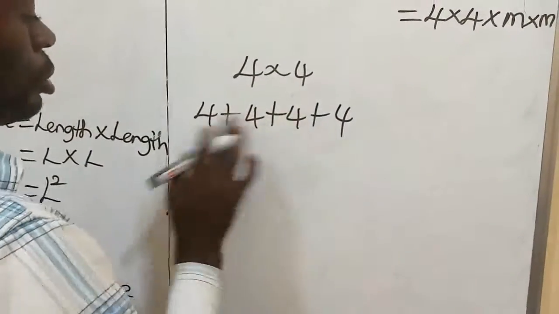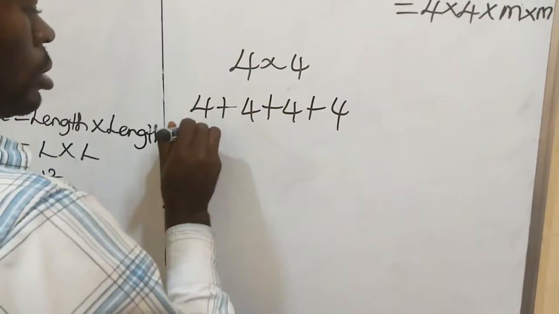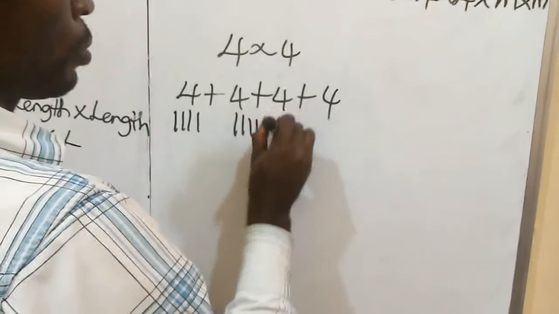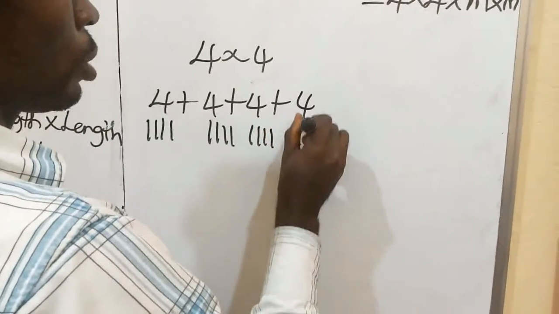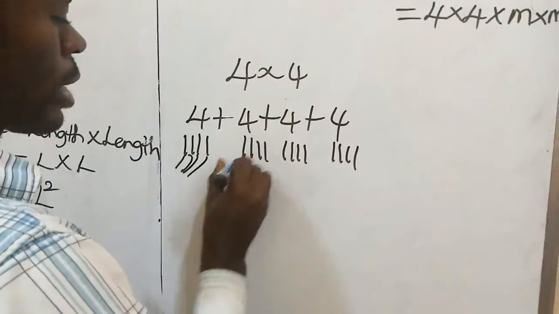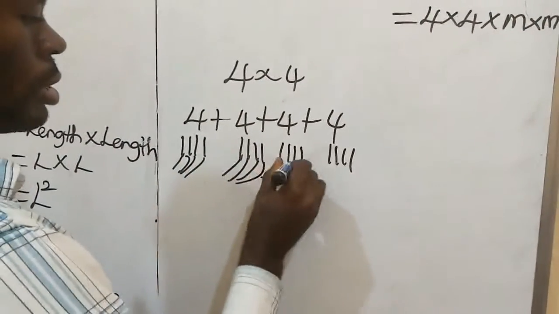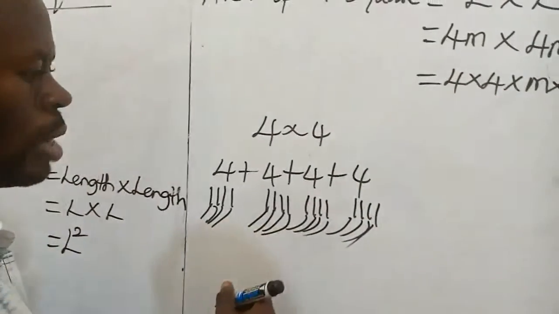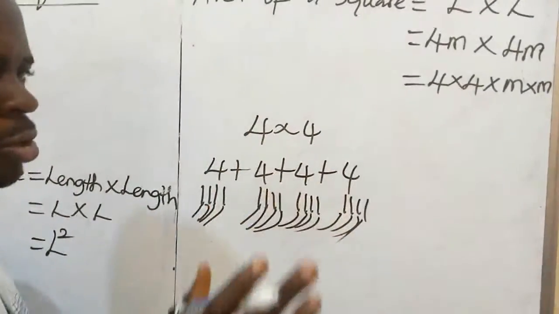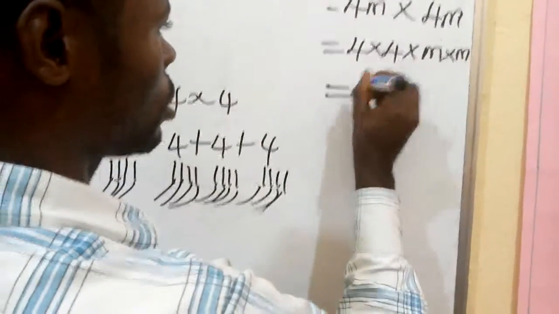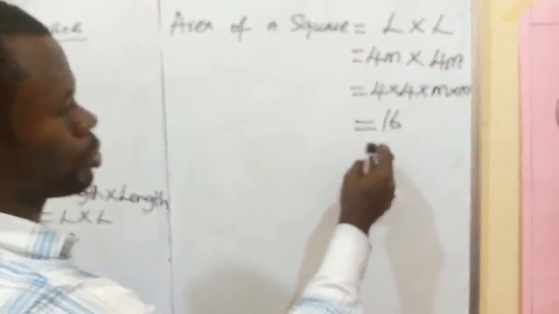Adding, let's use strokes to make it easier. That will be 1, 2, 3, 4, 1, 2, 3, 4, 1, 2, 3, 4, 1, 2, 3, 4. And adding them, we have 1, 2, 3, 4, 5, 6, 7, 8, 9, 10, 11, 12, 13, 14, 15, 16. Please ensure that this is done in your rough work. So 4 times 4 is what? 16.